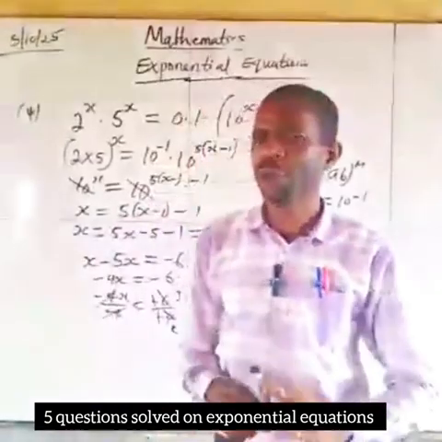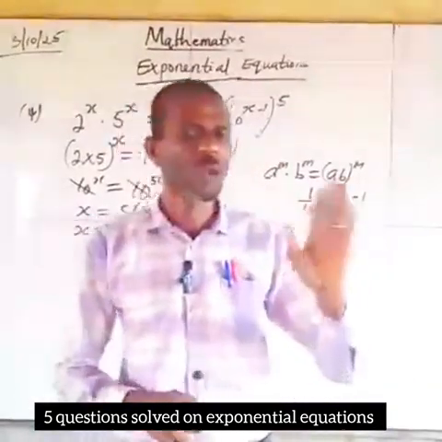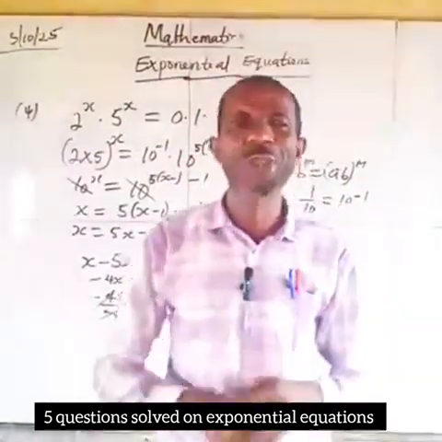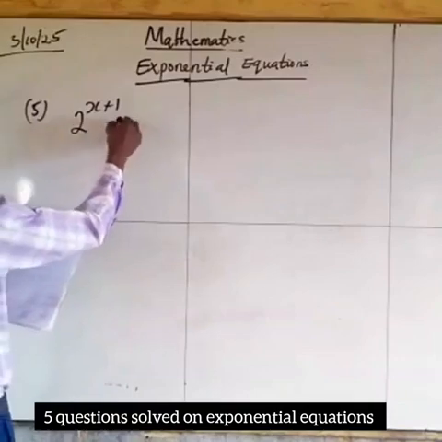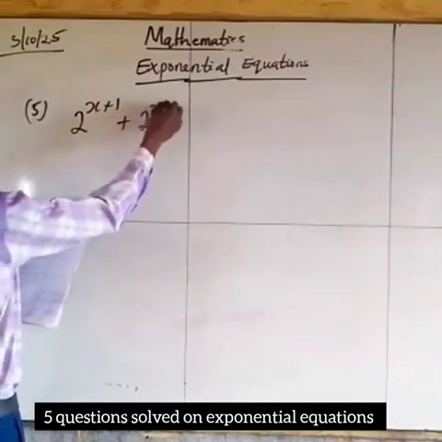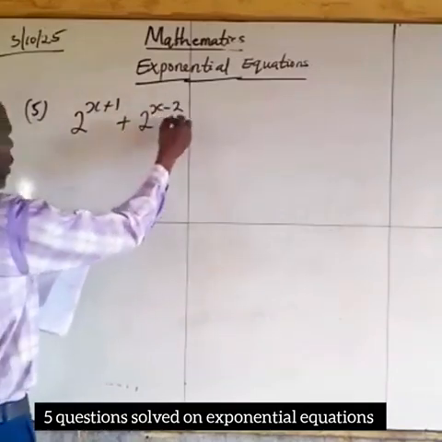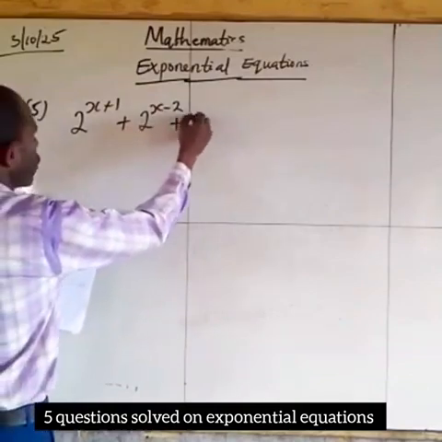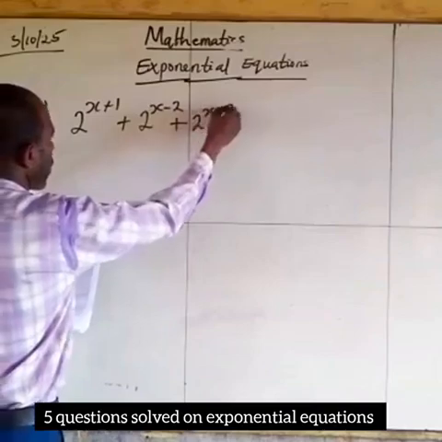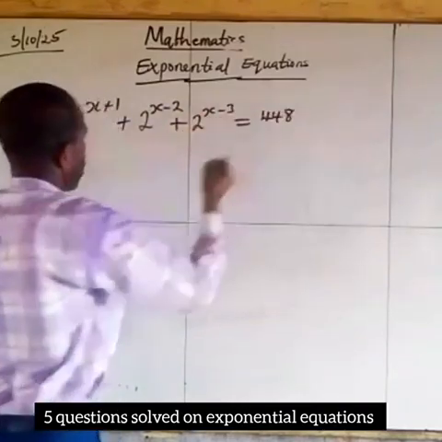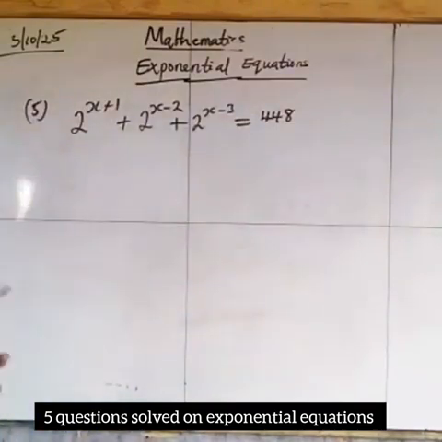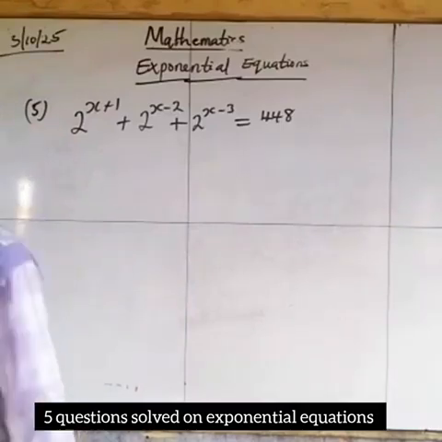Remember I told you we are going to solve up to about 6 questions on exponential equations. So let's go. 1 plus 2 raised to the power x minus 2, plus 2 raised to the power x minus 3 equal to 448. Wow. When I first saw this question, I was a little bit scared. But this question is very easy.